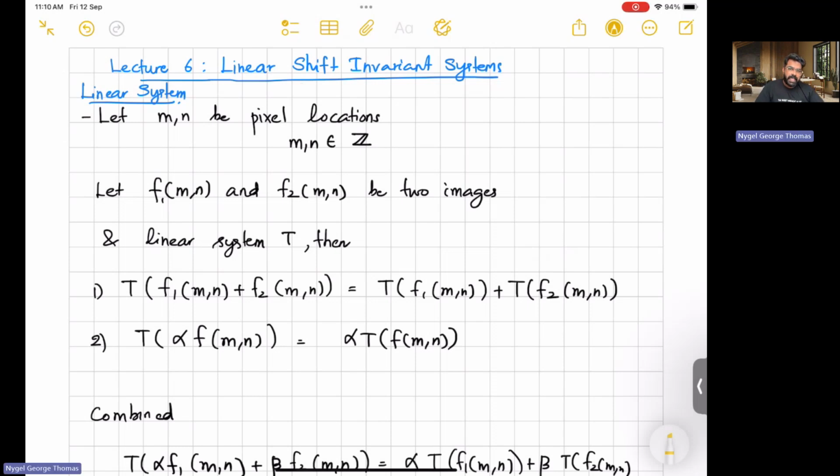Okay. Let's discuss linear shift invariant systems now. So let's first look at what is a linear system. This is an idea you might have come across in signal processing or control systems. We'll be looking at linear systems from an image perspective here, mostly as imaging systems. So let m and n be pixel locations.